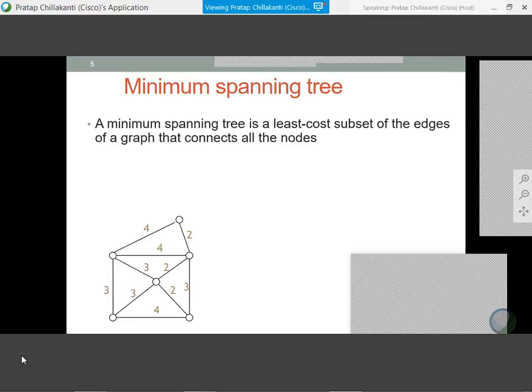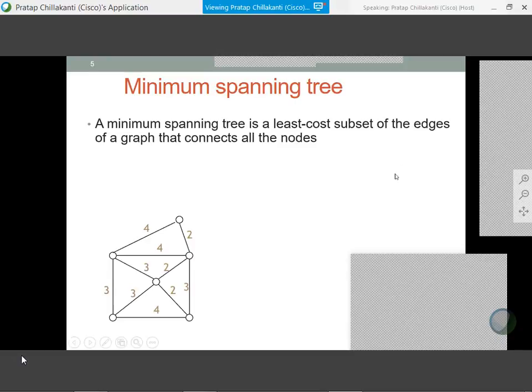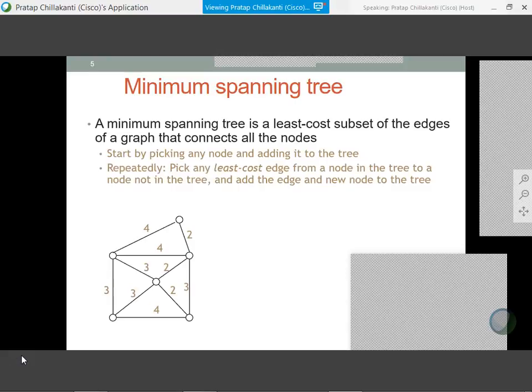Okay. So here you have a graph, right? So what do we typically do? A generic algorithm to come up with a minimum spanning tree: we start by picking any node, okay? There are many nodes here, which you can call A, B, C, D, E, F. And we add it to a tree, okay?